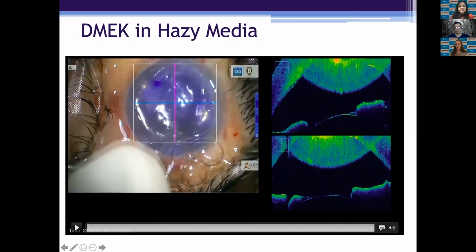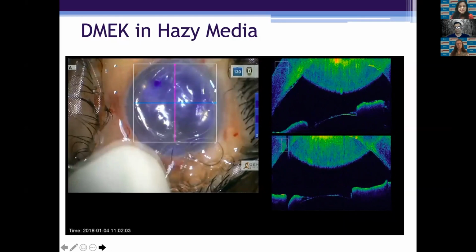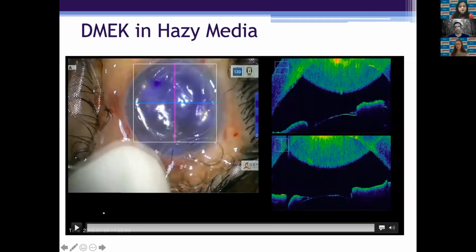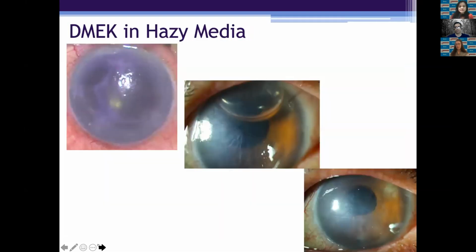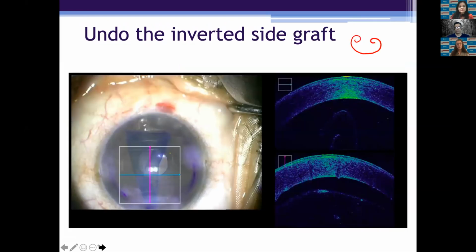And there's one little trick, which we tried in this case, which was to put a blob of viscoelastic there. So when the S is hazy or the cornea is hazy, if you put a blob of viscoelastic on the top of the cornea, for a split of a second you can actually see the S faintly. And this is in the post-op period.